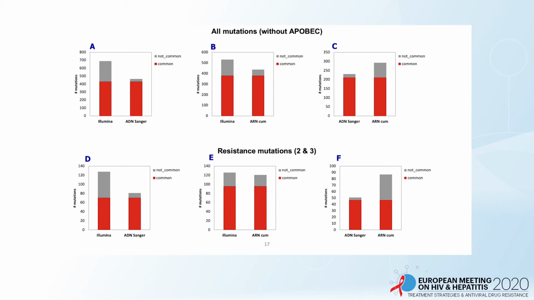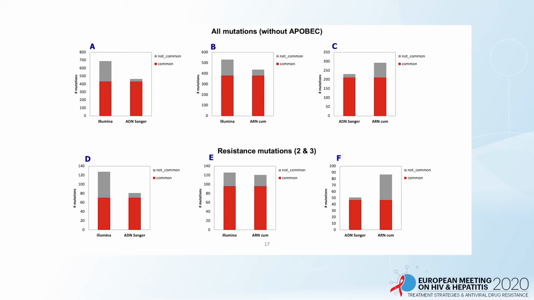The global illustration of the comparison between the two assays shows that what is in red corresponds to the common mutations detected by the two compared tests. What is in gray corresponds to mutations detected by only one of the two tests. Figures A, B, C are about all mutations irrespective of their score. Figures D, E, and F focus on drug resistance mutations with an assigned score of 2 and 3.